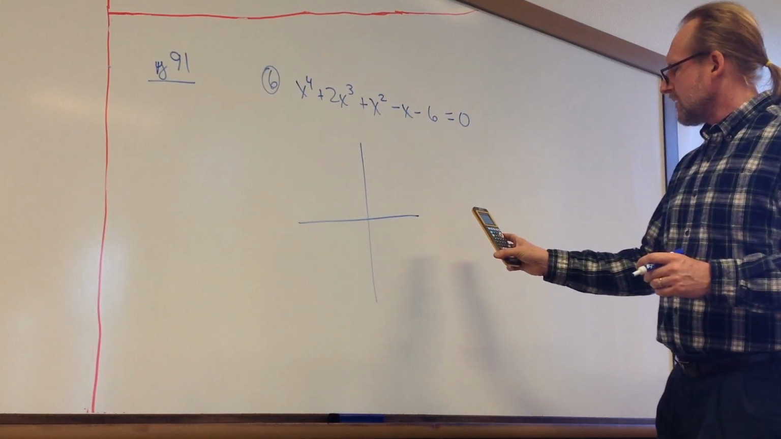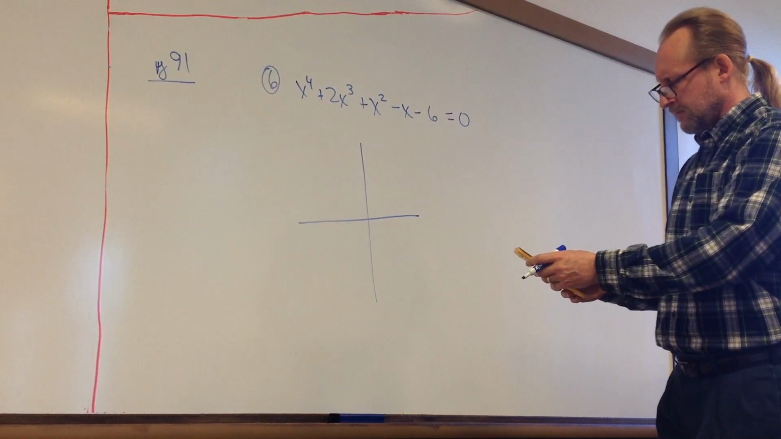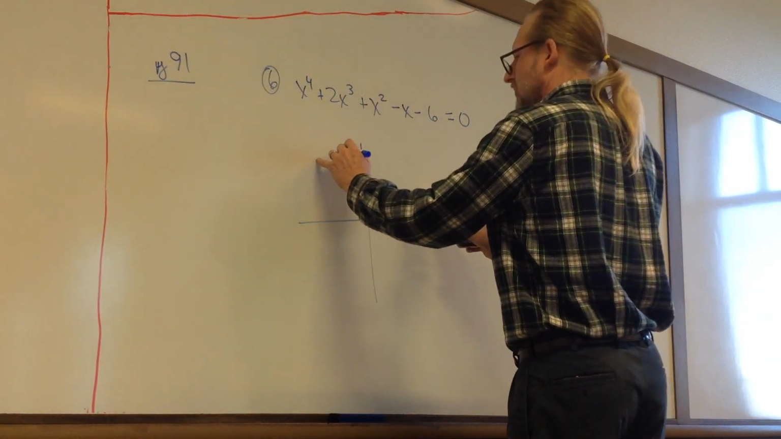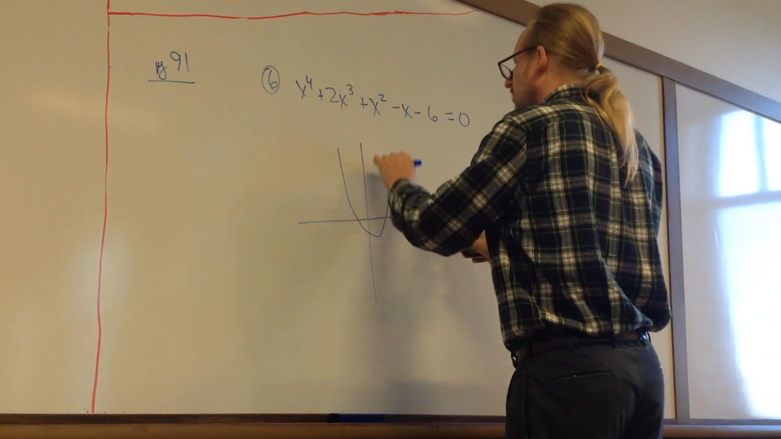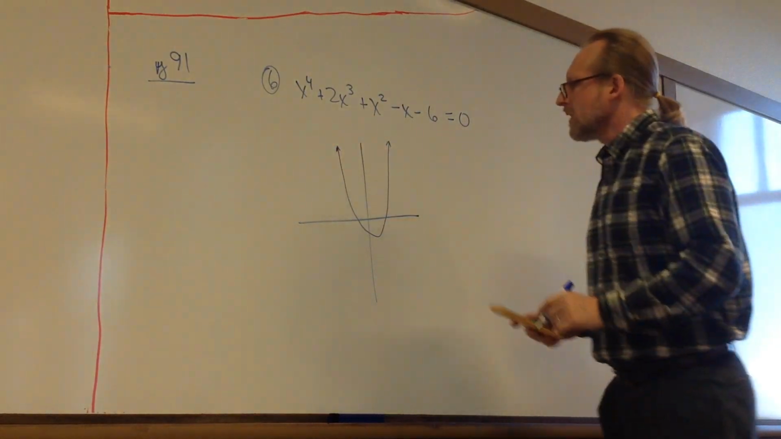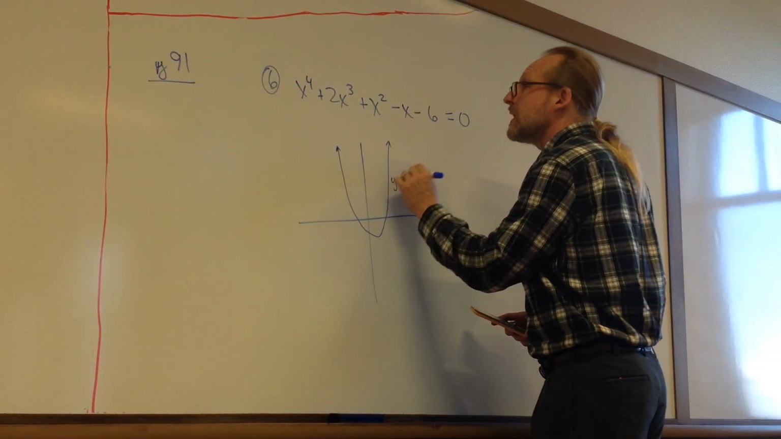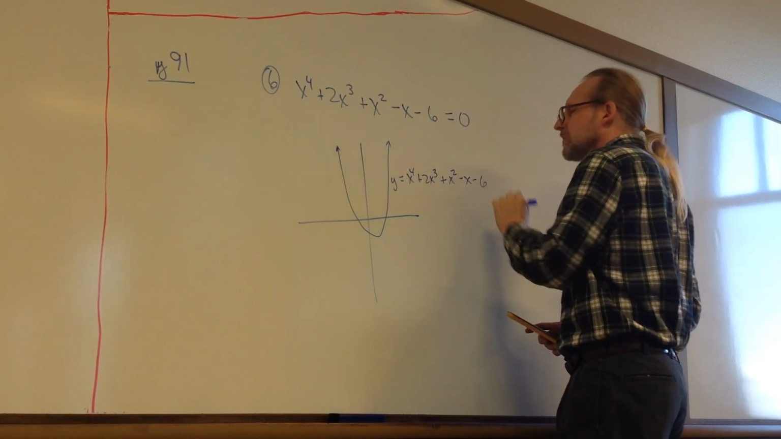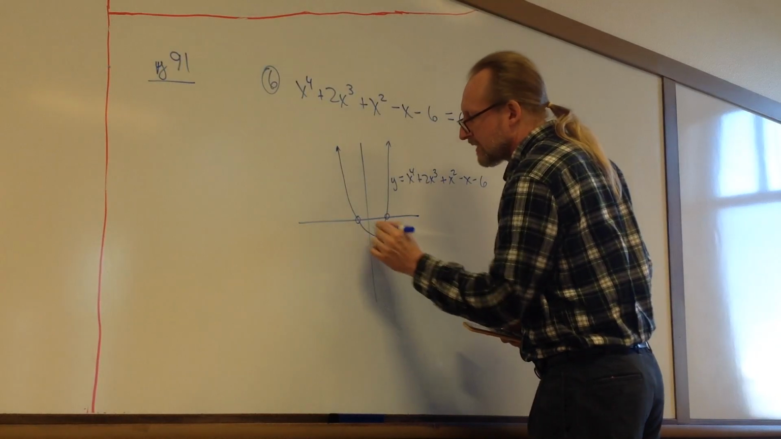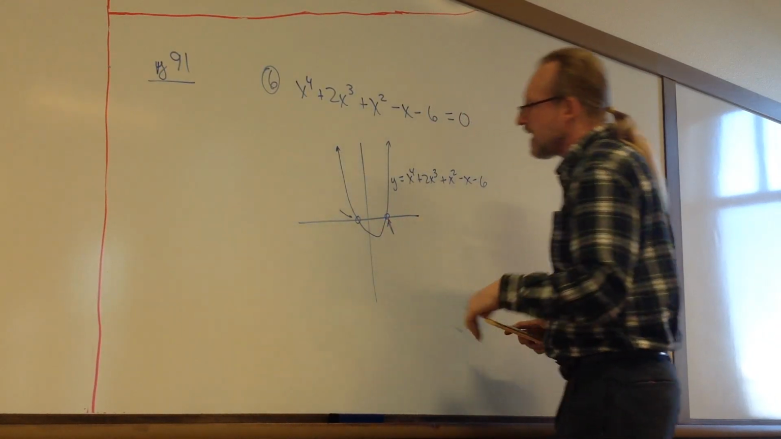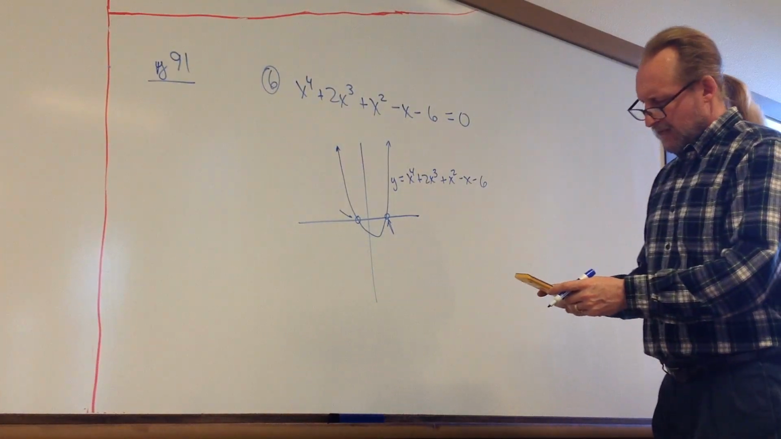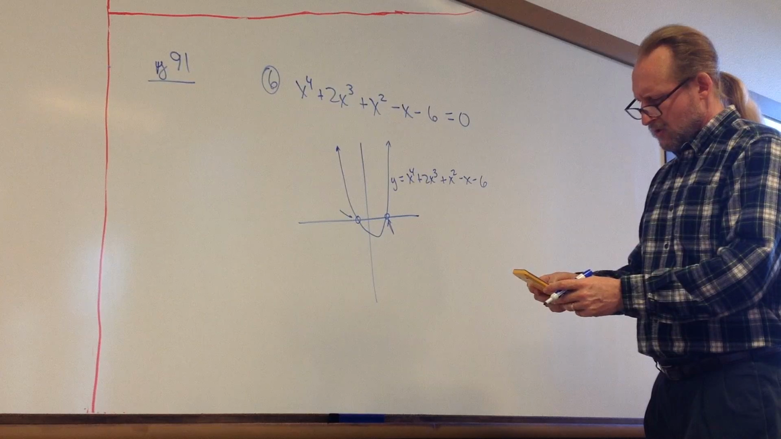And if we look at this in the standard window, it's going to look something like this. Okay, so we've got 2 roots. So this is y equals x to the 4th plus 2x cubed plus x squared minus x minus 6. And these are the x values here and here that make y equal to 0. So let's go in and find the zeros.